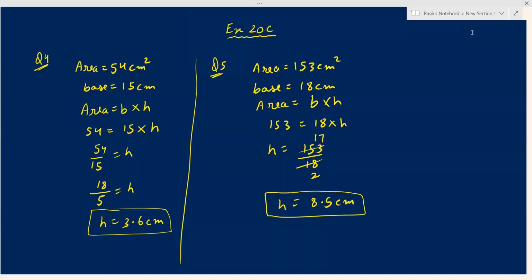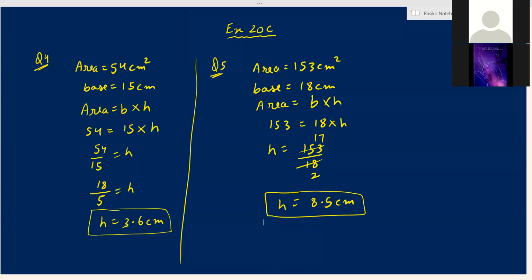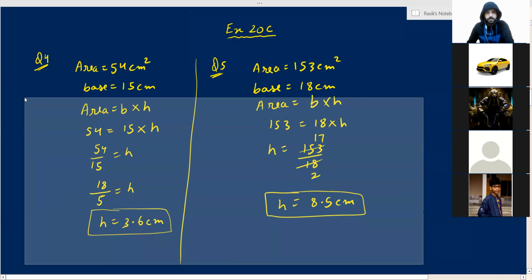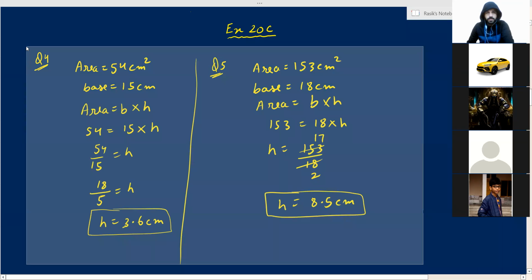Sir, in the sixth question, we will draw the figure also. Sir, can I rejoin? Maybe do question 6.